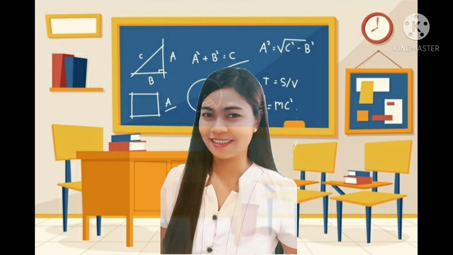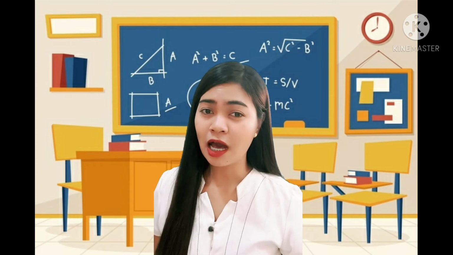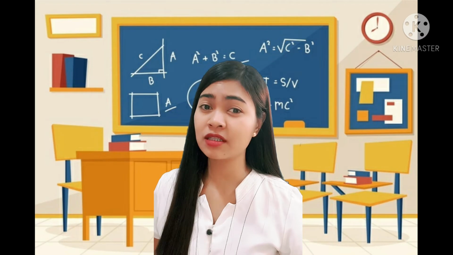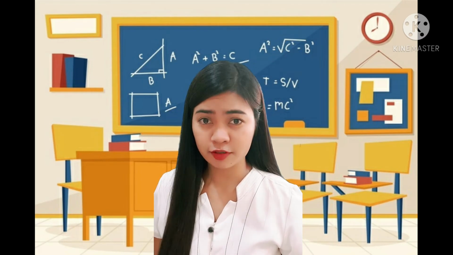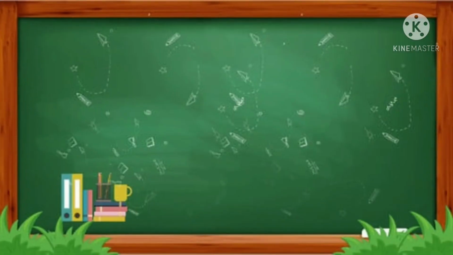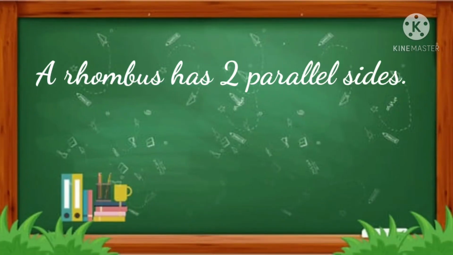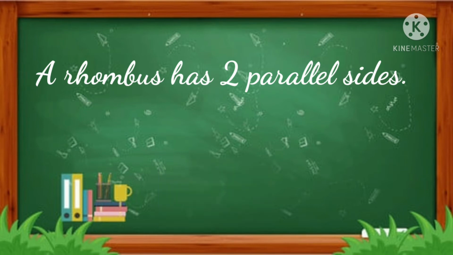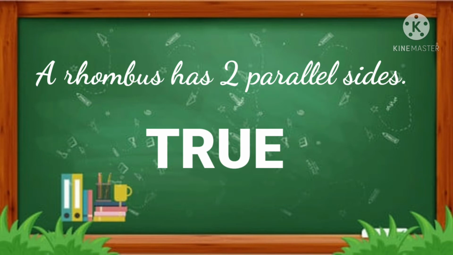That's great! So now, I will read a sentence and you will say true if the statement is correct and false if it's not. A rhombus has 2 parallel sides. The answer is true.